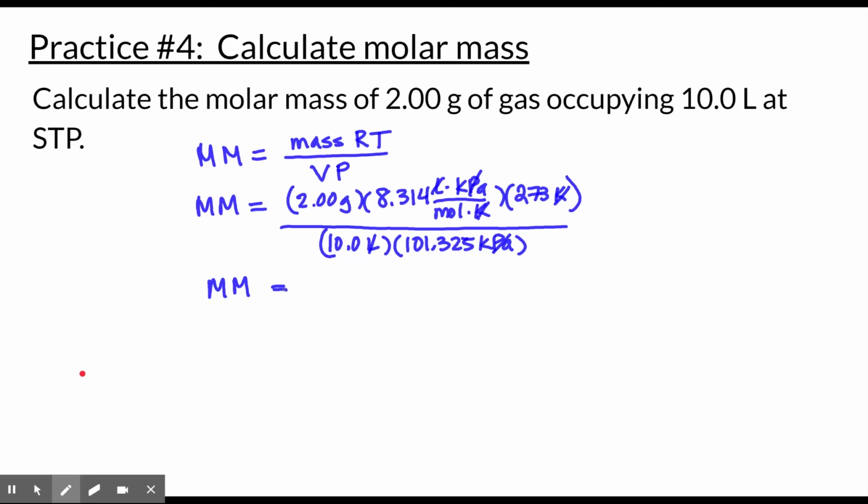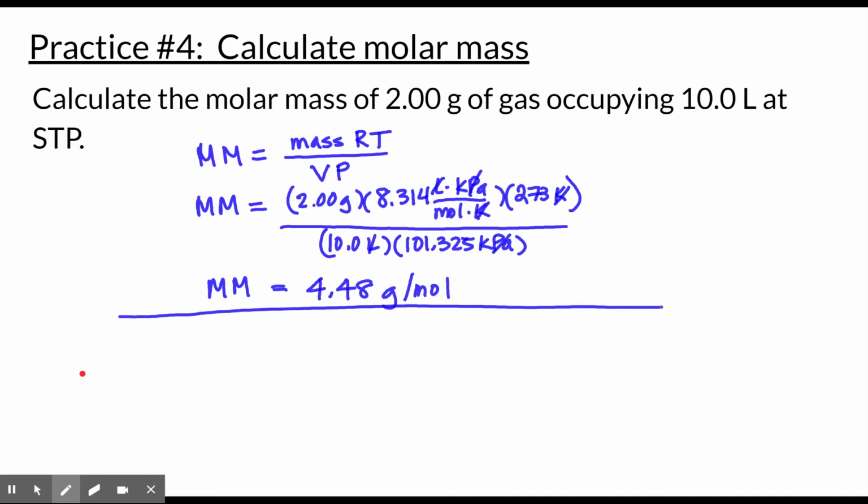So 2.00 times 8.314 times 273, all over 10.0 times 101.325, and I get 4.48 about. Three significant figures, so 4.48 grams per mole will be my final answer.